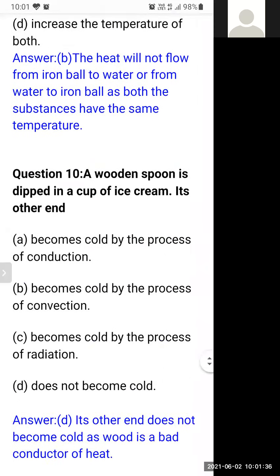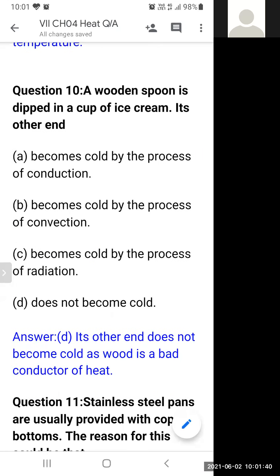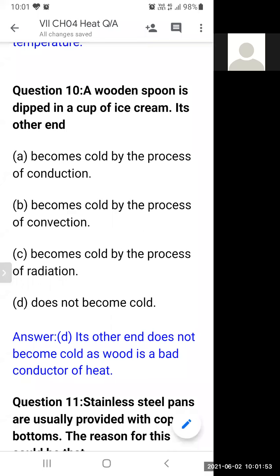Now question number 10. A wooden spoon is dipped in a cup of ice cream. Yes, ice cream. Many of the students must be getting water in their mouths. Just by hearing the name of ice cream, your mouth must be watering. You will eat ice cream. So are you using a plastic spoon or a wooden spoon?